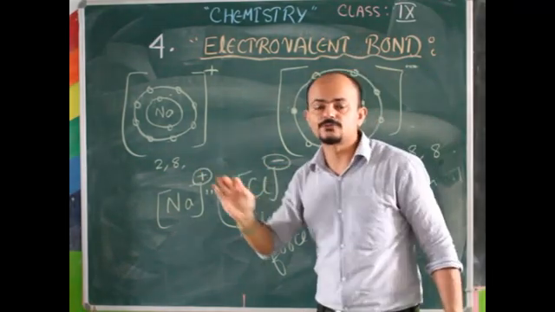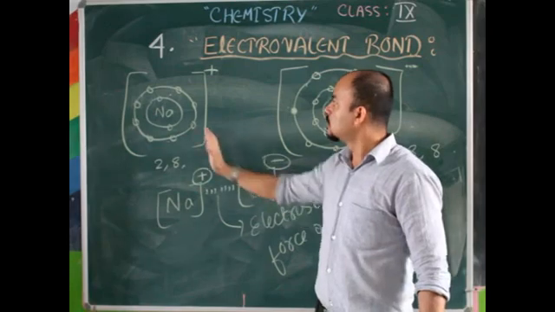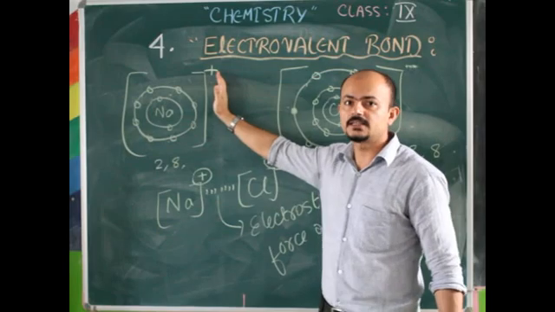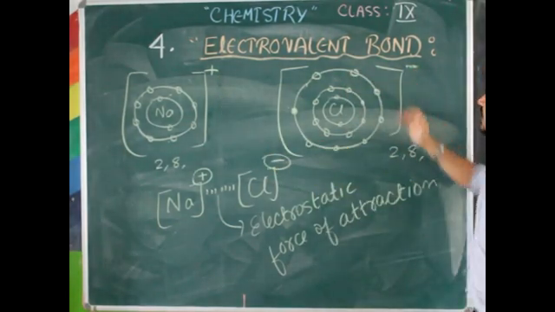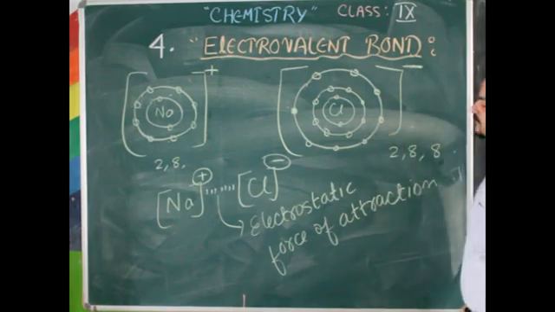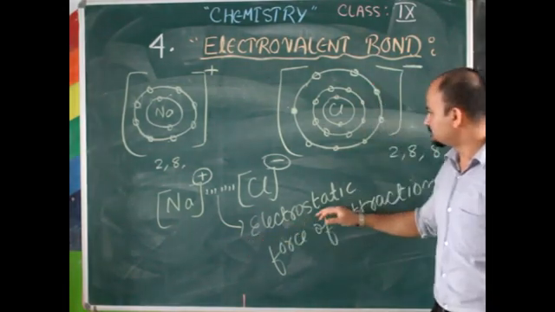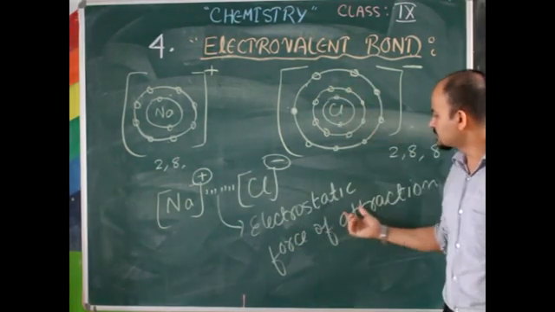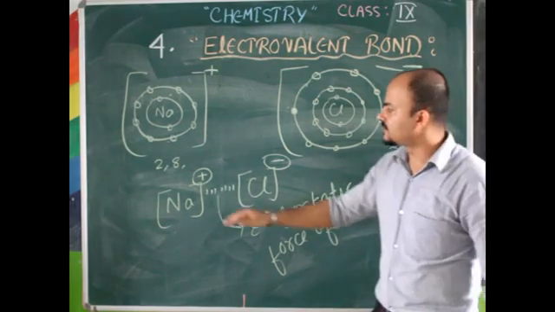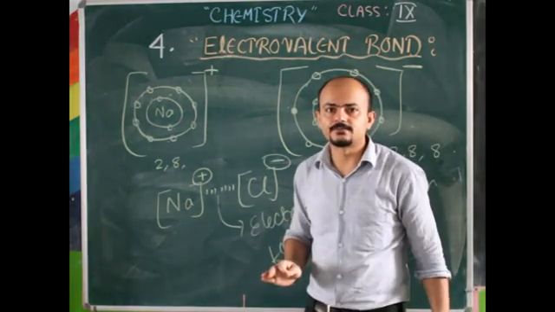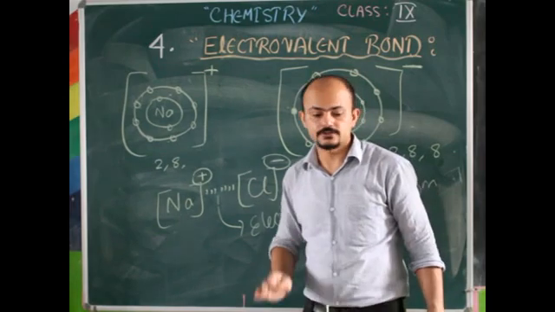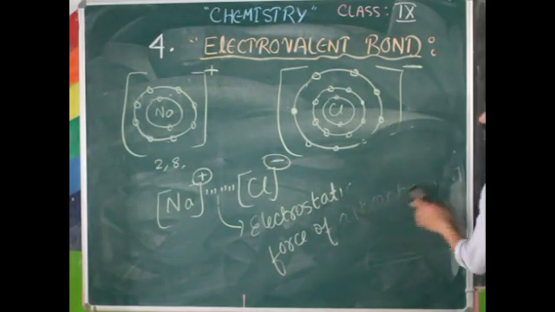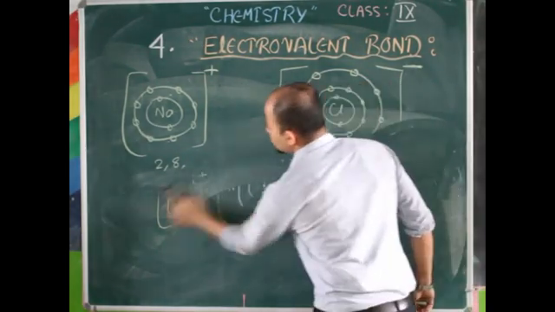Why? Because in the process of transfer of electron, one atom of the element has turned into a positive ion, that is cation, and the other one has turned into a negative ion, that is anion. A force of attraction exists between this cation and anion, and this force is known as the electrostatic force of attraction. The bond formation here is known as electrovalent bond or ionic bond. So remember this. These structures are very important for you. You have to learn them.